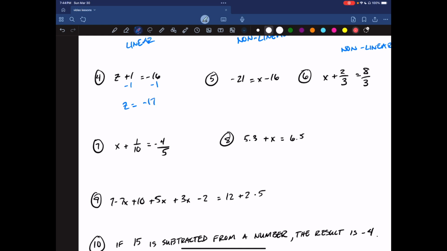Now I have to remind you, sometimes in Pearson, when you go to do your homework, they ask you to do the solution set, which simply means you're going to take -17, plug it into some braces, and that's what you have. That's your solution in a solution set.